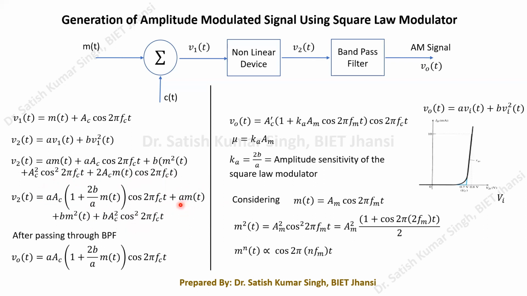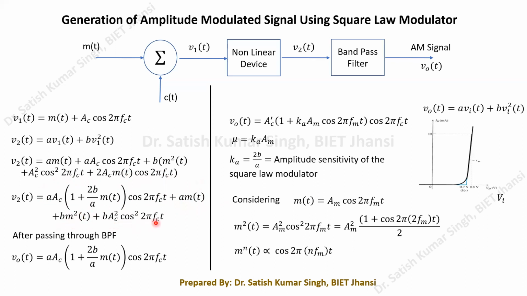Because here we can see that a m(t) is nothing but our message signal, and it will consist of a low frequency component. So this is a low frequency component signal. Again, we are having b m square t. Again, I will show you that it also has a certain significant frequency component that needs to be filtered out. Okay, what will be the maximum frequency component? I will tell you now.